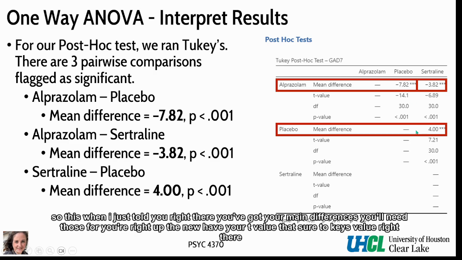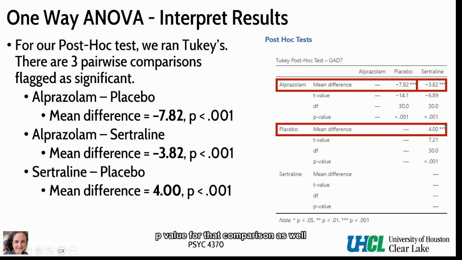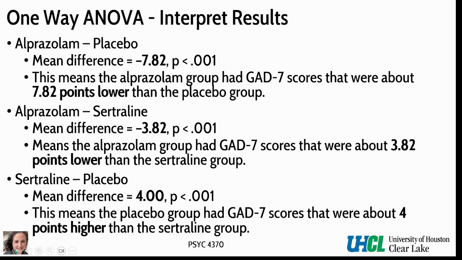So this is what I just told you right there. You've got your mean differences. You'll need those for your write-up. Then you have your t-value, that's your Tukey's value right there. You have your degrees of freedom for your Tukey's test, and then you have your p-value for that comparison as well. So how do you interpret that?